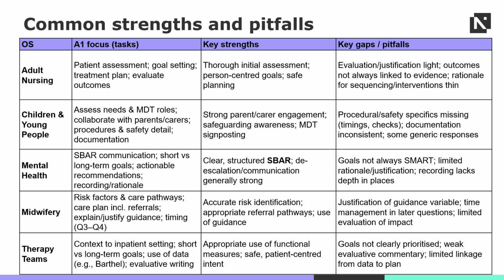For midwifery, strong risk identification and use of care pathway referrals. Amber reflects variable justification of guidance and time management on later questions. Evaluation of impact can be tighter. For therapy teams, appropriate use of functional measures like Barthel and safe intent. The limiter is evaluative commentary and prioritisation of goals. Data aren't consistently turned into a ranked, reasoned plan.